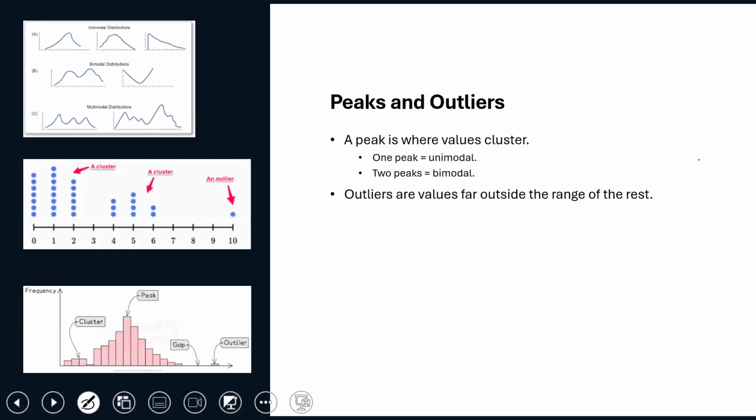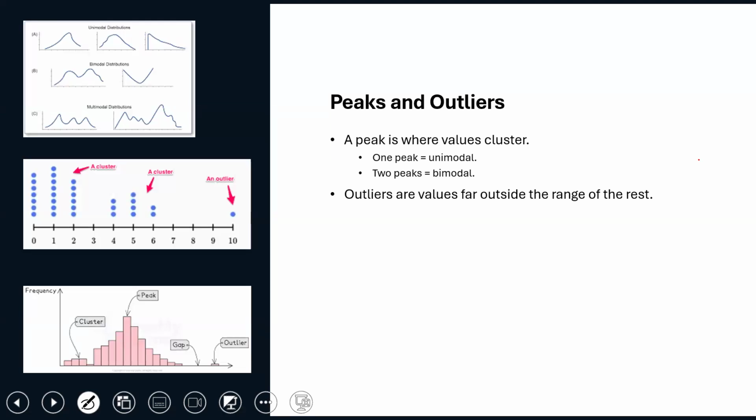A peak is a high point on a graph, showing where values are most concentrated. If there's one peak, we call it unimodal. If there are two, it's bimodal. And this often suggests the data come from two different groups, like heights of children and adults in a combined data set. Outliers are values that fall far outside the rest of the data.